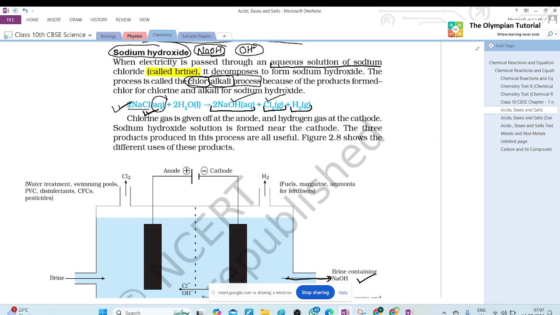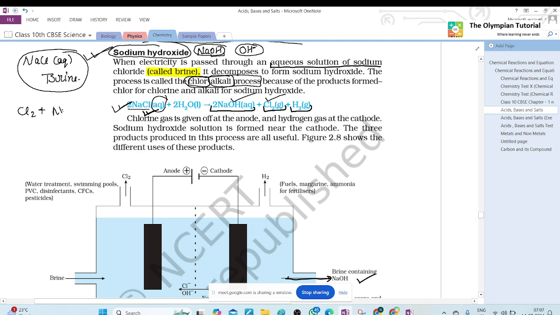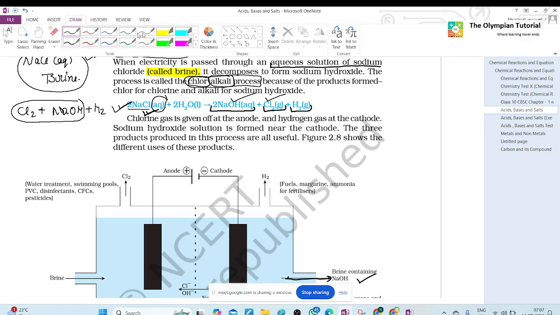Clear? Yes, ma'am. So students, what we are doing is preparing sodium hydroxide from NaCl aqueous solution, which is known as brine. When electricity passes through it, we get chlorine, alkali, and hydrogen gas. Due to the formation of these, it is known as the chloralkali process. Students, you have to note it down in your notebook.